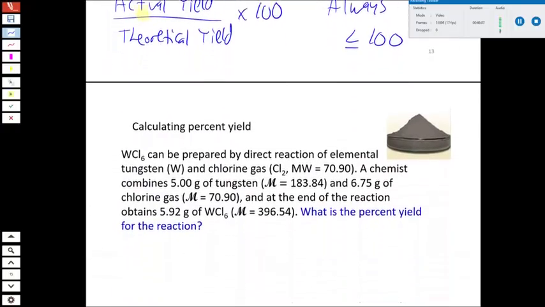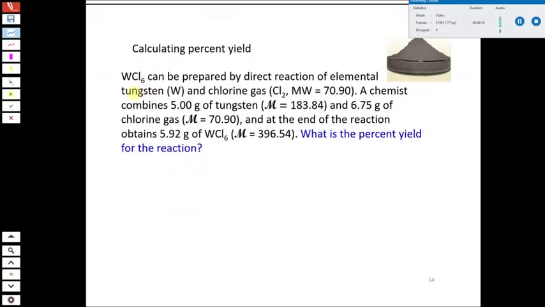So to put it all together, let's do a relatively involved stoichiometry problem that goes through all the steps that we learned today. So this is going to recap just about everything we talked about today. So we have WCl6, which is this sort of grayish-black soot-looking powder there. It can be prepared very simply by just taking tungsten as a metal, W, and chlorine gas, which has a formula Cl2. And so let's say someone goes into the lab and combines 5 grams of tungsten and 6.75 grams of chlorine gas.